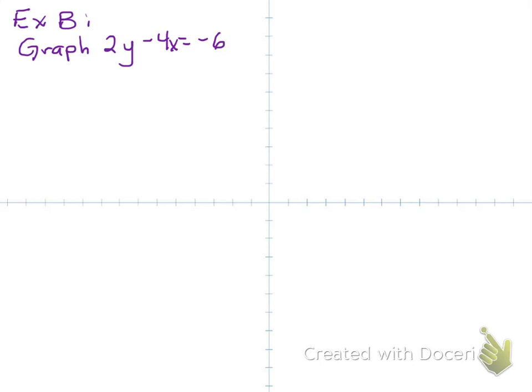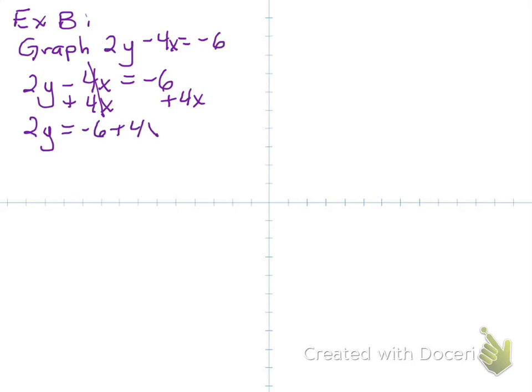So what do I move first? Hopefully somebody said you would move the 4x, and you would do that through addition. So you're going to add 4x to each side. That one goes away, and that goes up there. So I get 2y equals -6 plus 4x. But y is still not by itself. I have that 2 there. So I need to get rid of the 2 by dividing. And everything gets divided by 2 on that other side of the equation.